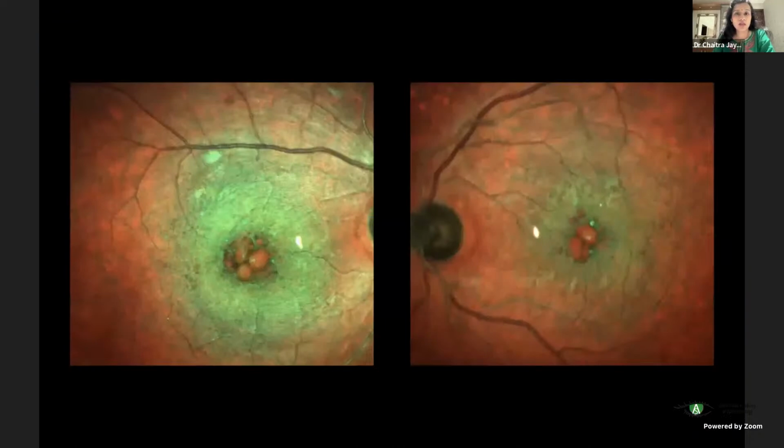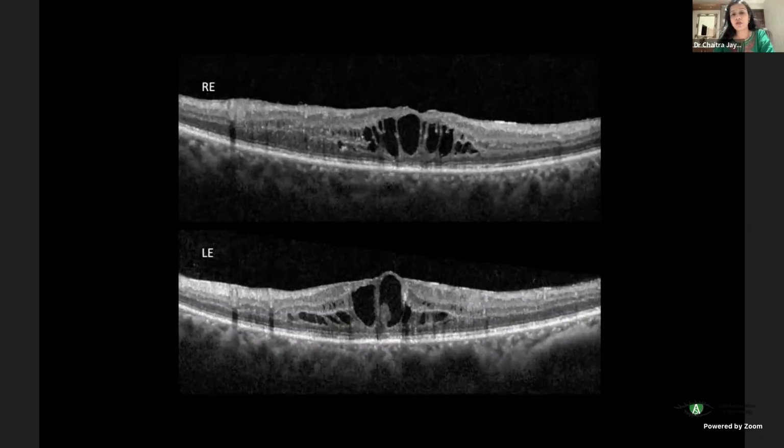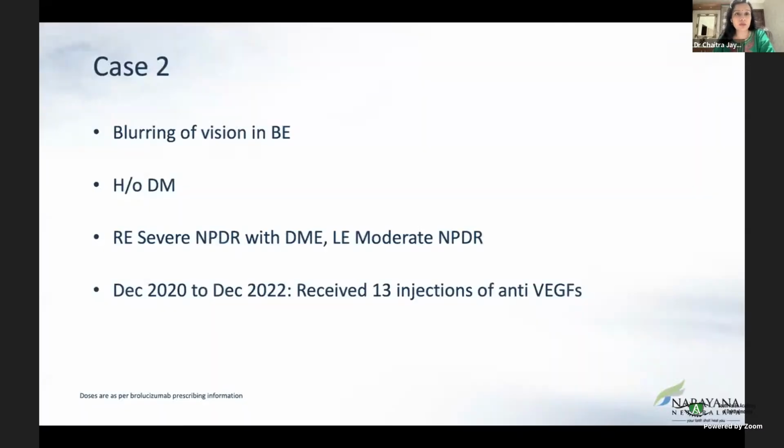So you can see the large cystoid spaces here on multicolor imaging. This was the right eye and the left eye. And this is just after the first injection. So the response was pretty good, and the patient also feels that at least the quality of vision is better. We are still treating this patient.